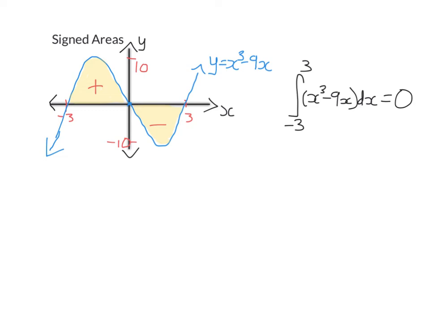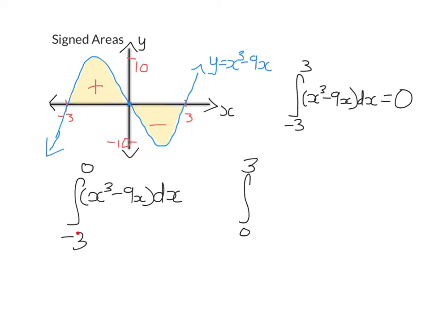I'm going to split it up into two integrals. I'm going to find this area and this area separately. So this area here will be given by the integral from -3 to 0 of my function here. And this area here will be the integral from 0 to 3. We always put the lower number, the smaller number, on the bottom of the integral. So if I were to add these together, I would get this. I would just get 0.